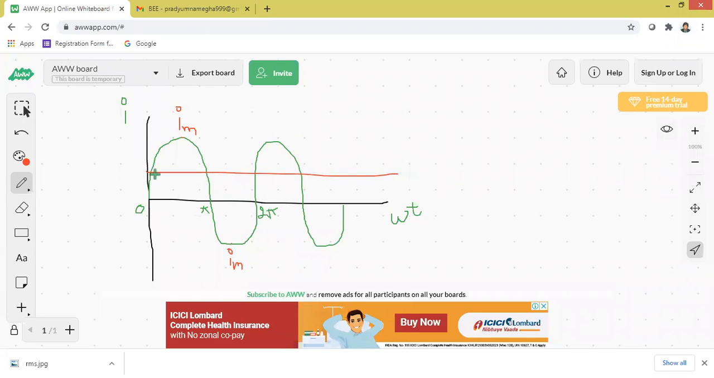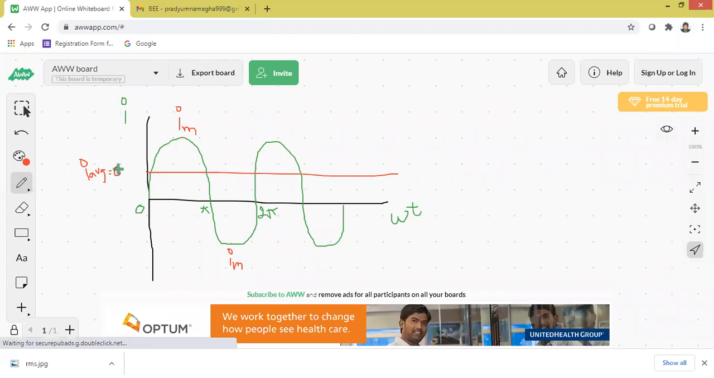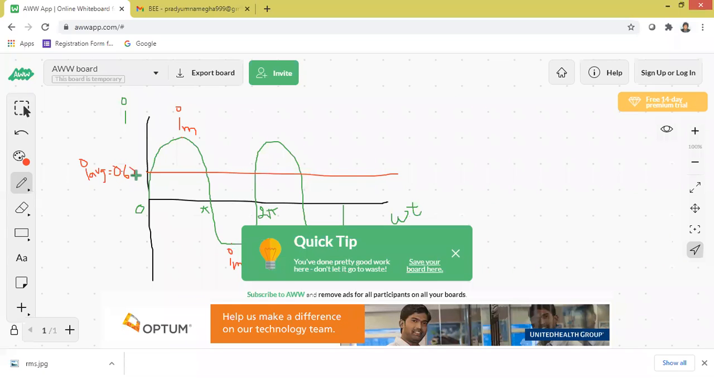Average current means we represent I average. Here you write as I am writing: I AVG, I average equal to, what is the value? 0.637. You write here, please, all of you. You can write 0.637 into IM.